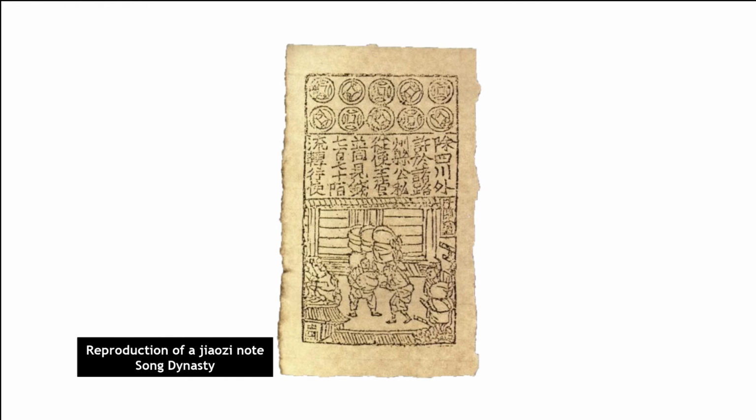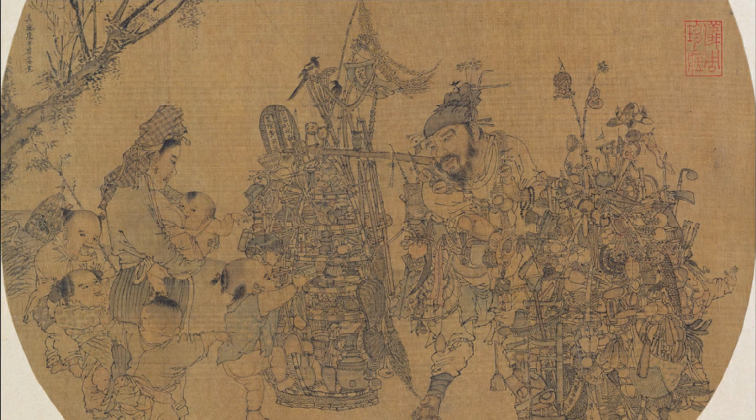In time, merchants who used Jiaozi notes realized the large quantities of coins they were storing would go mostly unredeemed while their notes circulated in the marketplace. This led some merchants to maintain inadequate reserves of coin to back their notes, meaning they sometimes ran out of coins when people tried to cash in their notes, leading some merchants to go bankrupt.